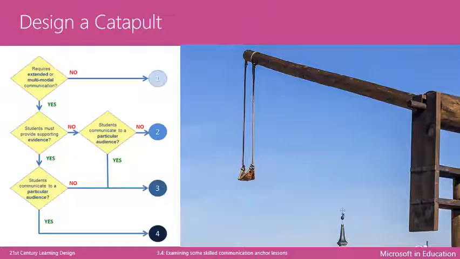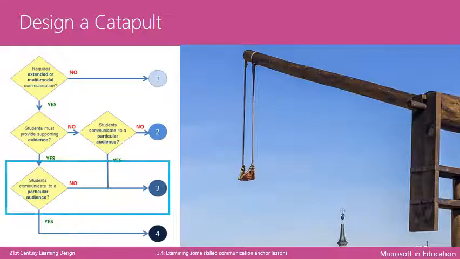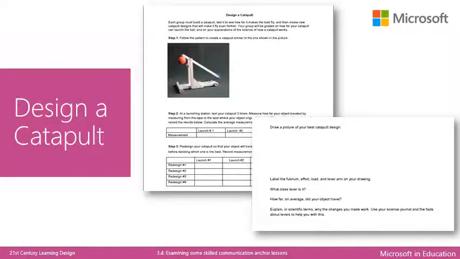The evidence indicates that Design a Catapult is a code 3. Students are required to produce extended communication or multimodal communication, and they are required to provide supporting evidence, as they must explain their idea or support a thesis with facts or examples. But they are not required to design their communication for a particular audience. The Design a Catapult learning activity can be assigned a code 3.